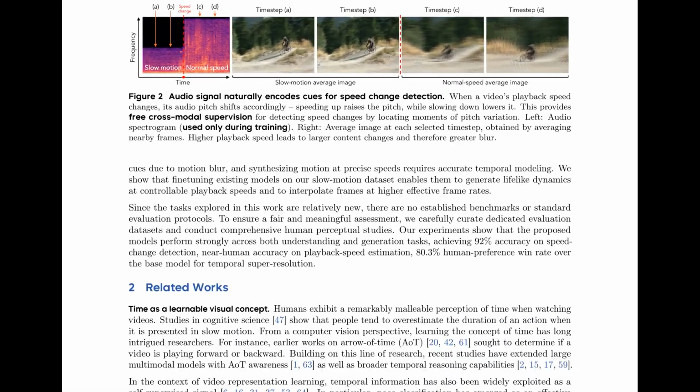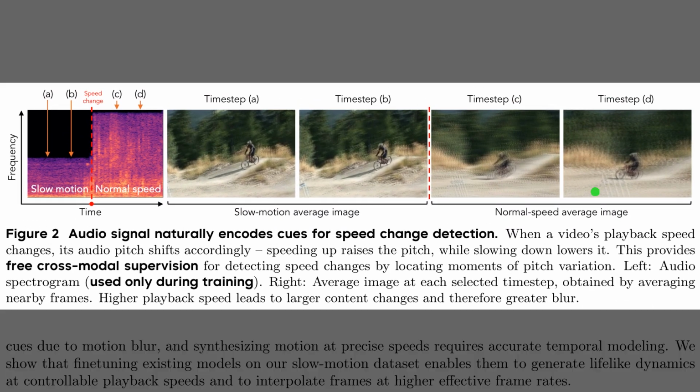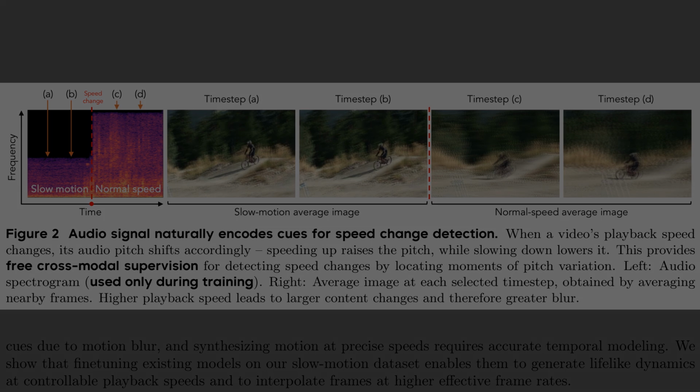Figure 2 reveals the clever self-supervised trick we talked about. It turns out audio provides a natural cue for detecting speed changes because speeding up a video raises its pitch. The spectrogram on the left highlights a sudden frequency shift right where the video jumps from slow motion to normal speed. The system uses these audio cues during training to learn the visual signs of acceleration. On the right, you notice that average images during slow motion look sharp, but once normal speed kicks in, the frames blur significantly due to faster movement.